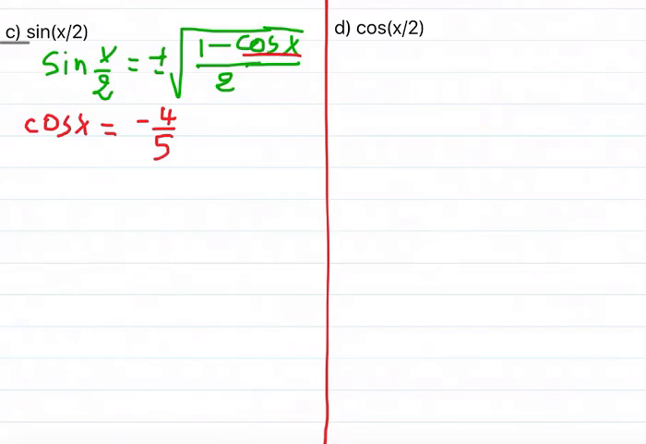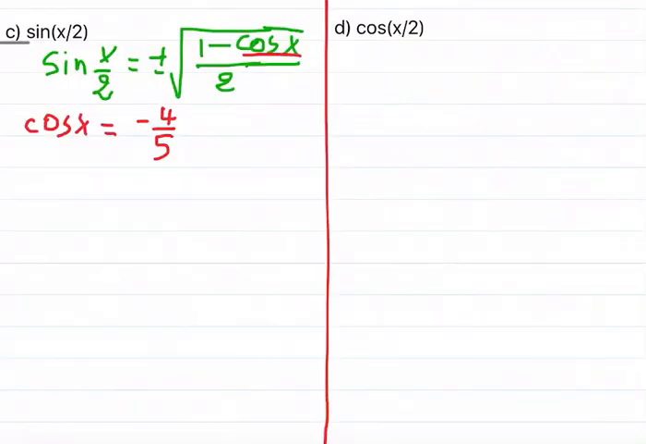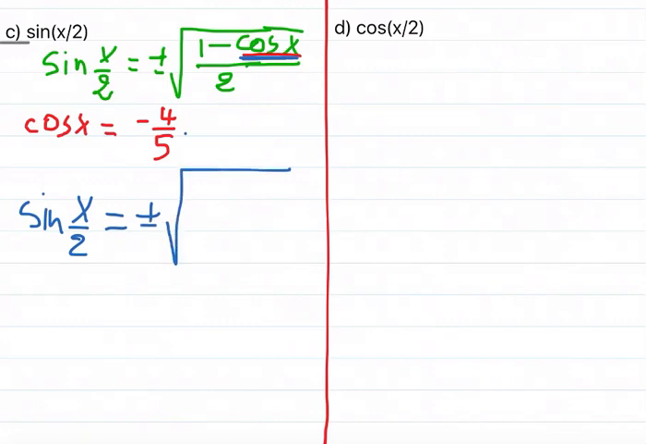The value of cosine was found in the previous working in part B: cosine x is minus 4 over 5. Let me check that. You can see cosine x here. We found it, minus 4 over 5. So we just substitute this value in your identity. We get sine x over 2 equals plus minus square root of 1 minus cosine, which is minus 4 over 5, all over 2.